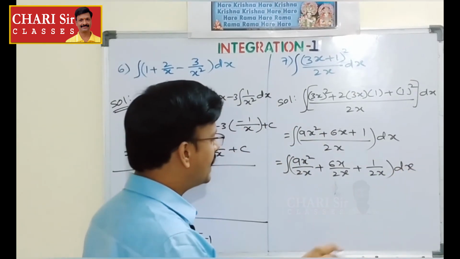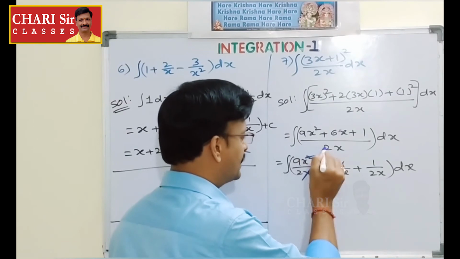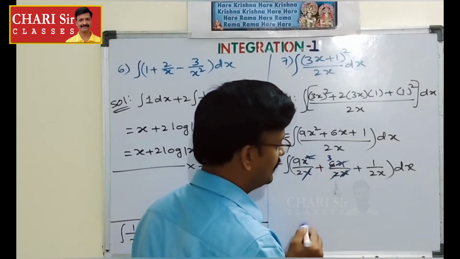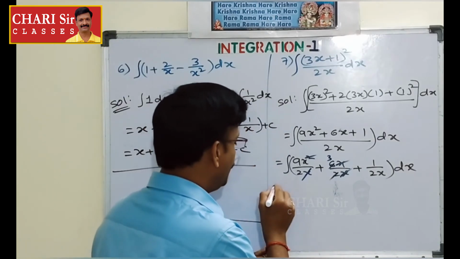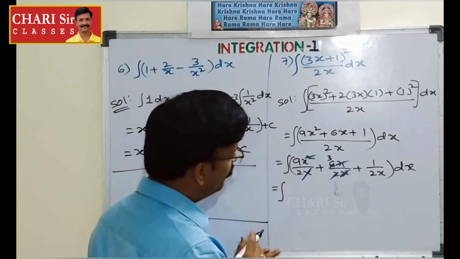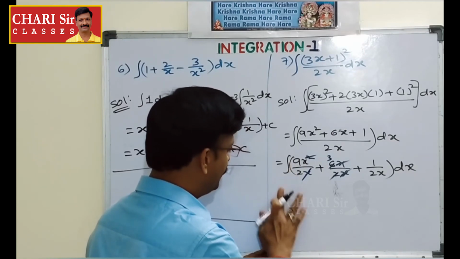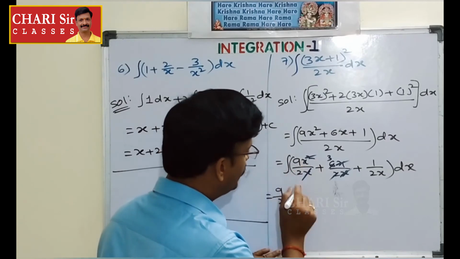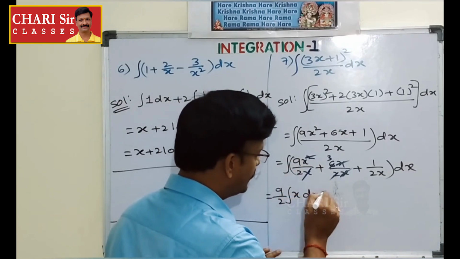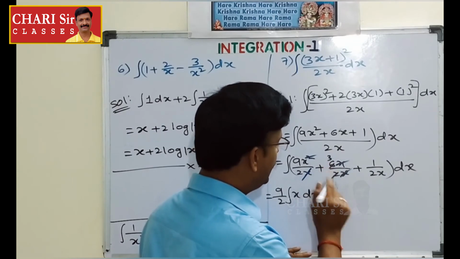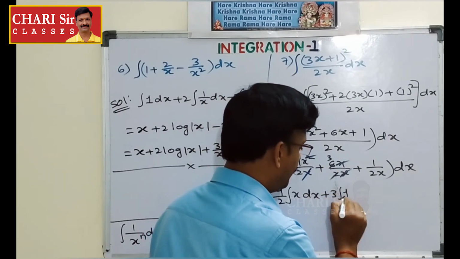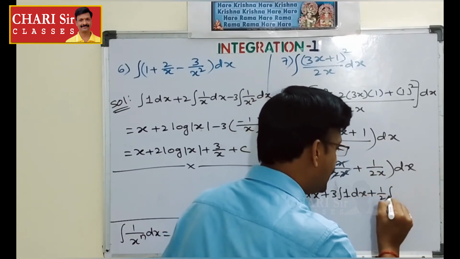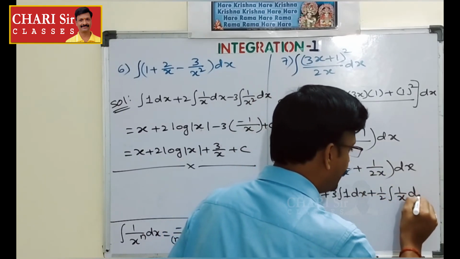So now everything gets cancelled. Yes, x and here square, this x and this x, here 2 and 2, 3 and 3. That's it. So now we take the individual integrals, that is integration of what is left over here, 9 by 2. So first we need to write the 9 by 2 constant outside, integration of what is left over, x dx, plus here what is left over, only 3 is there, just you can write down 3 outside and 1 dx, plus 1 by 2x, you can write 1 by 2 outside and 1 by x dx.